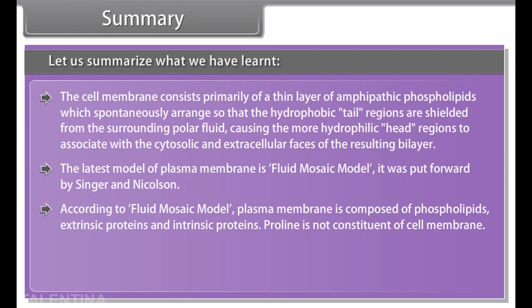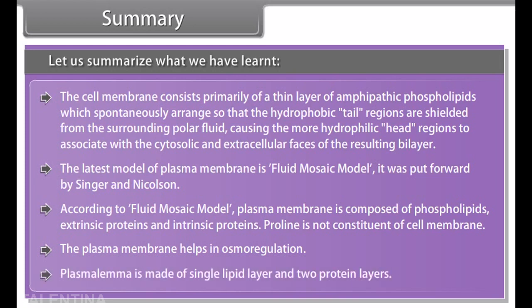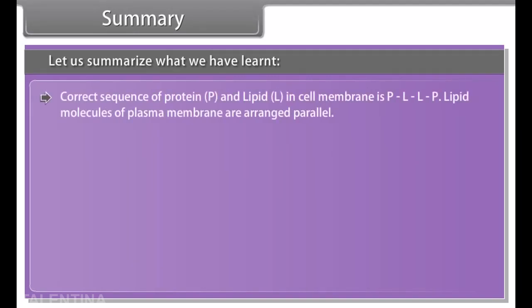Proline is not constituent of cell membrane. The plasma membrane helps in osmoregulation. Plasmalemma is made of single lipid layer and 2 protein layers. Correct sequence of protein P and lipid L in cell membrane is PLLP. Lipid molecules of plasma membrane are arranged parallel.